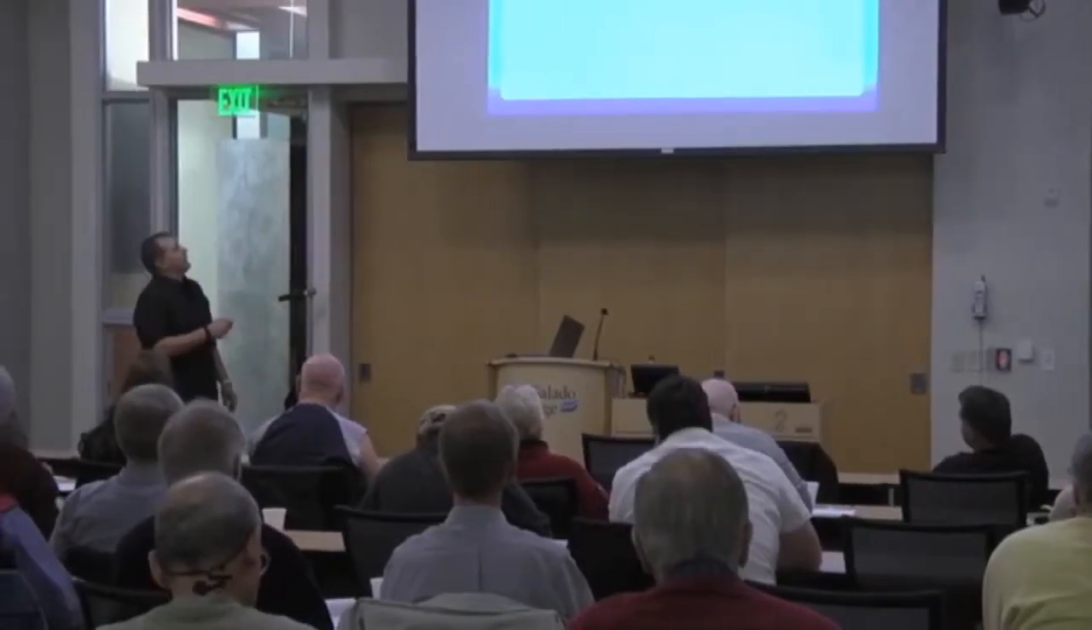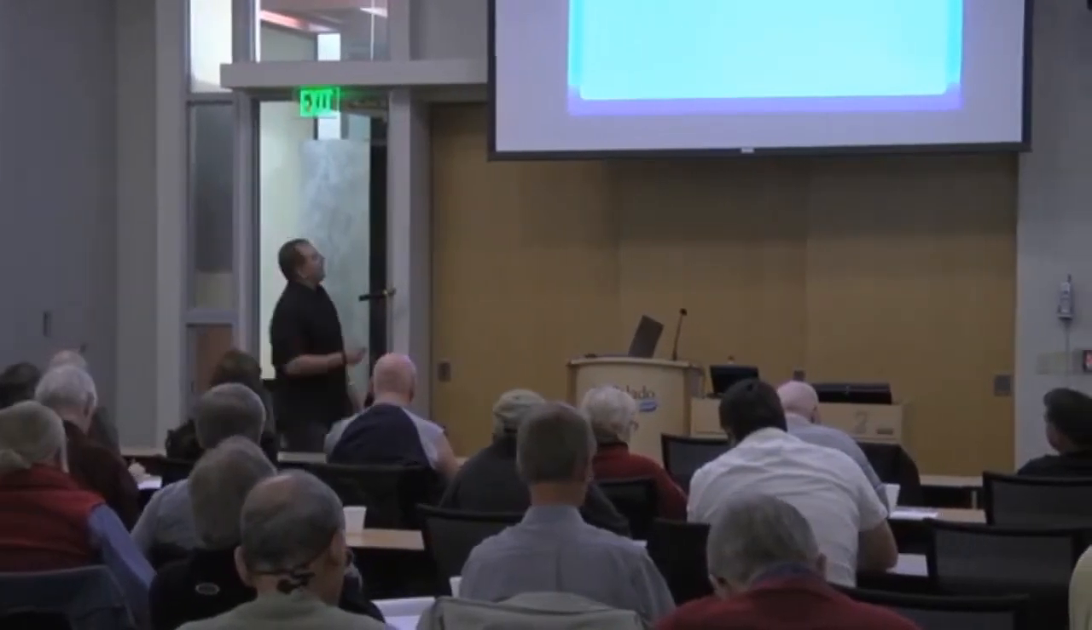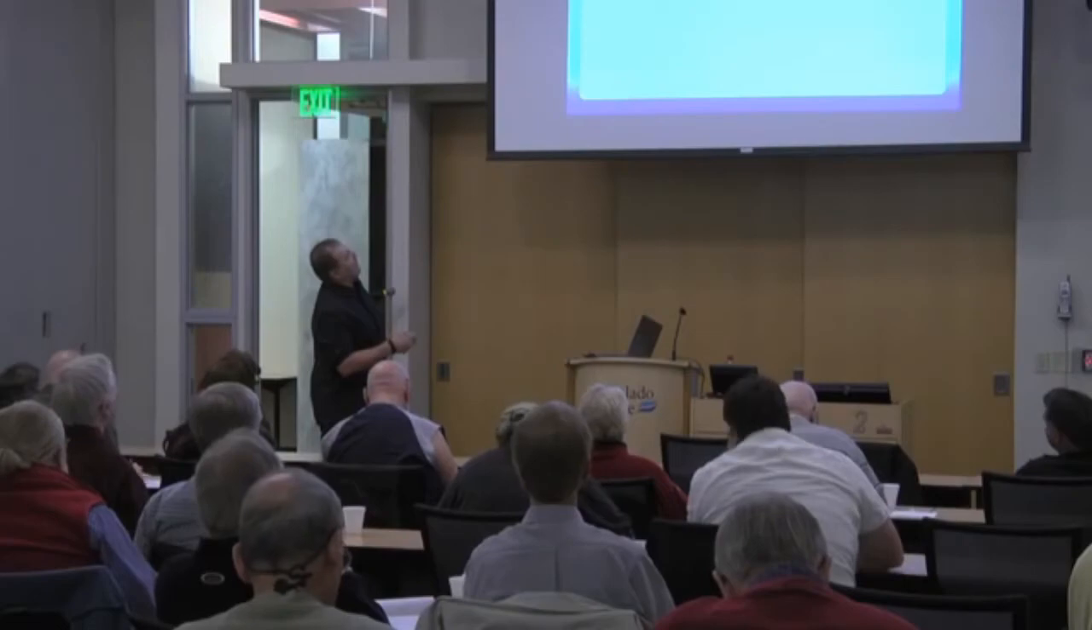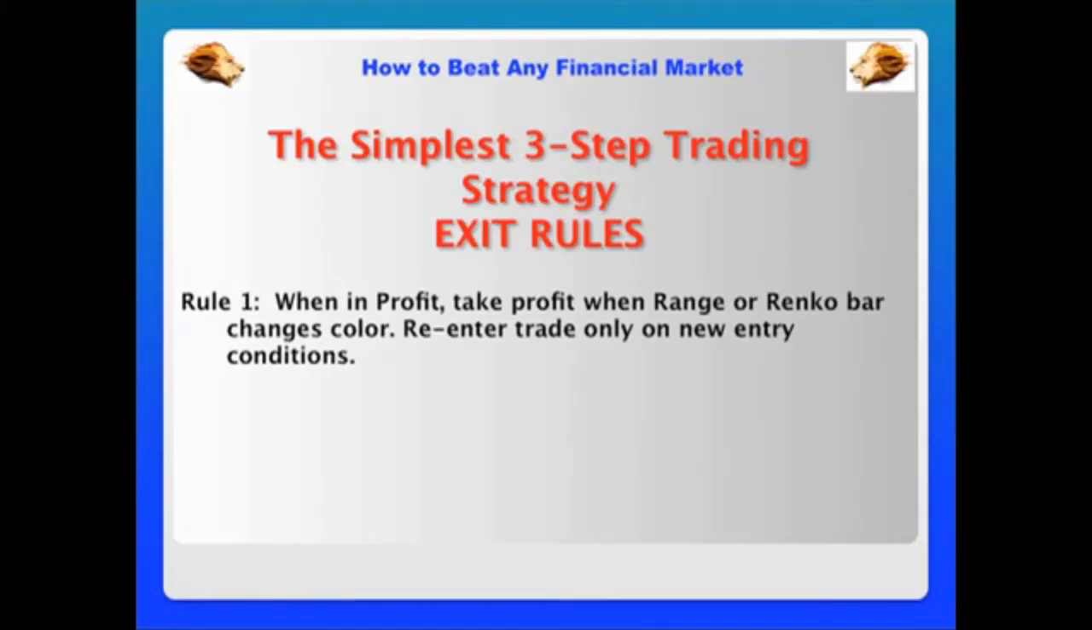All right, so how do we get out? Now we're in a trade, how do we get out? When in profit, take profit whenever the range or Renko bar, which is your entry, changes color. Then re-enter only on new entry conditions, on the new setup. Remember what those bars do? They have a tendency to repeat themselves. So when a bar changes, why risk it that your profitable trade will go into a loss?